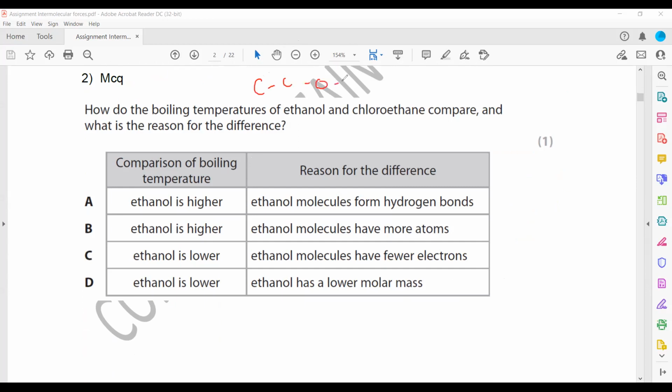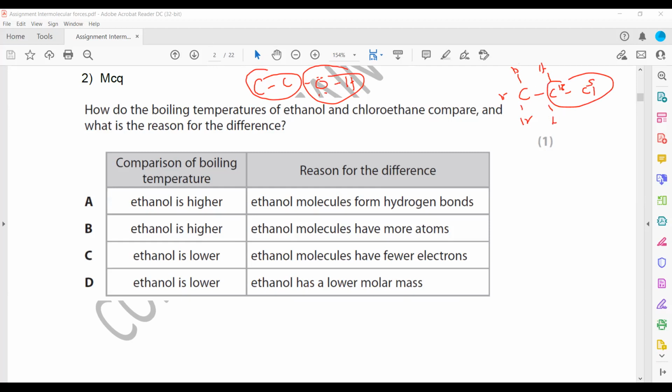Eth means two carbons, and OH. Because of the carbon chain, it will have dipole induced dipole force. Because of OH, it will have hydrogen bond. Whereas chloroethane, because of the carbon chain, will have dipole induced dipole and partial positive and negative, so that will be dipole dipole forces.